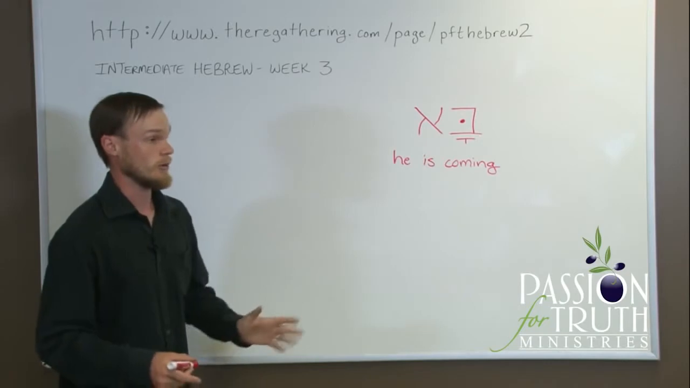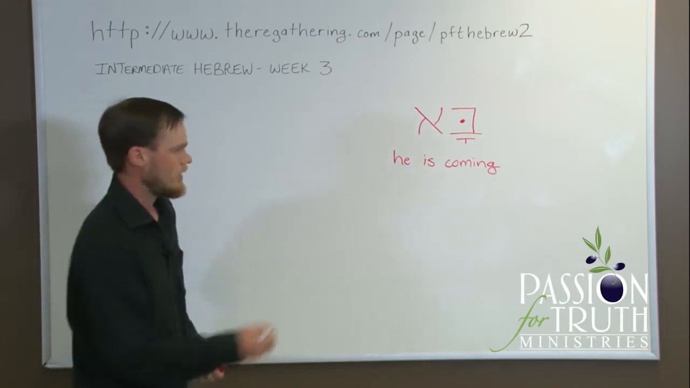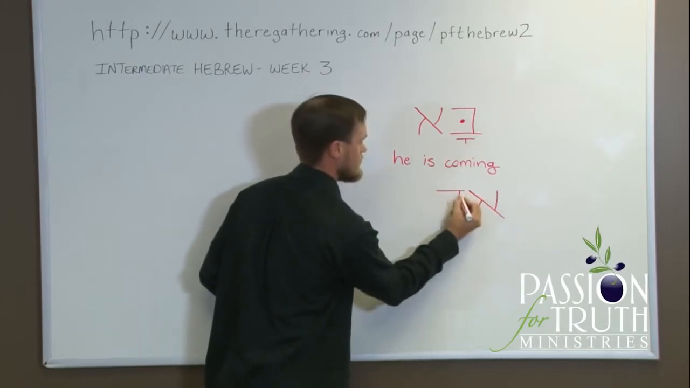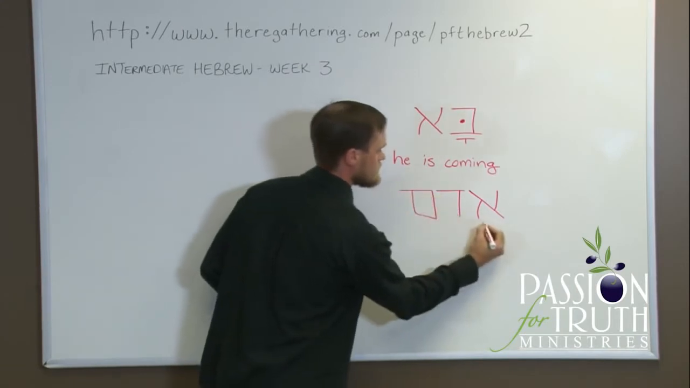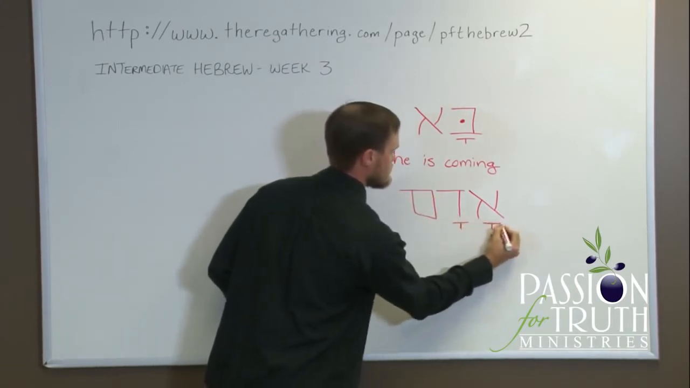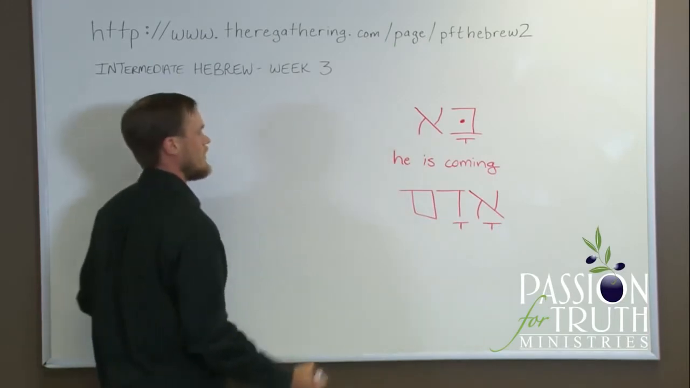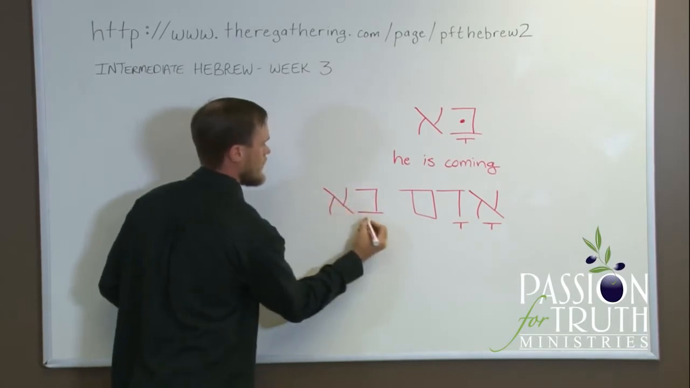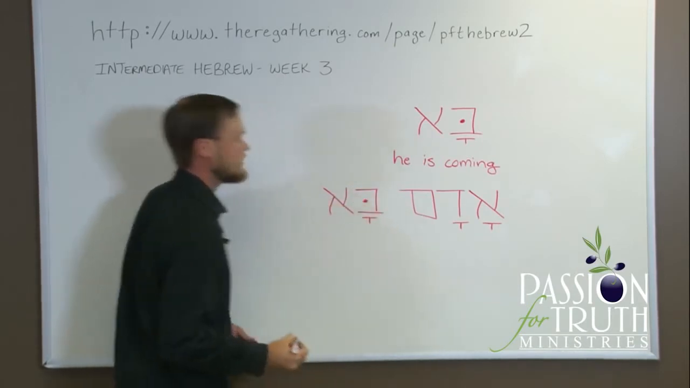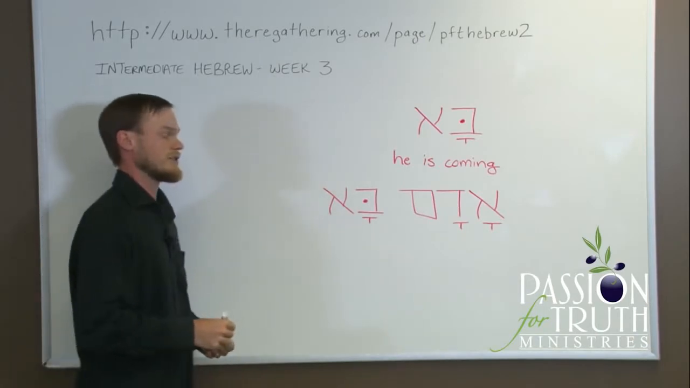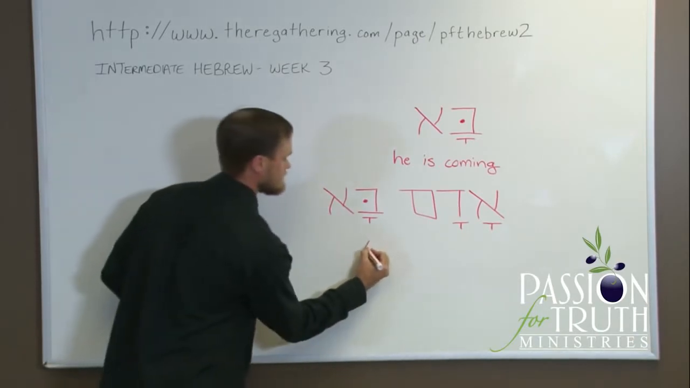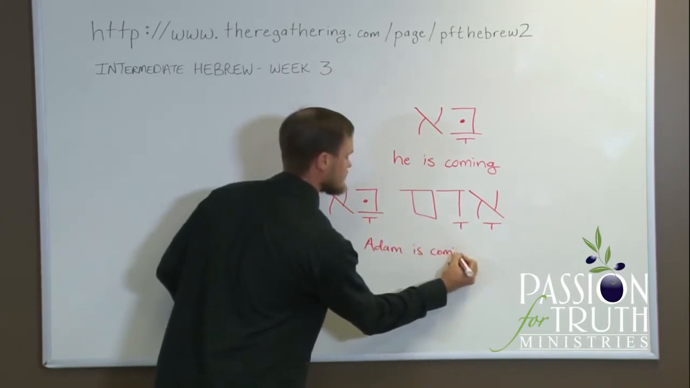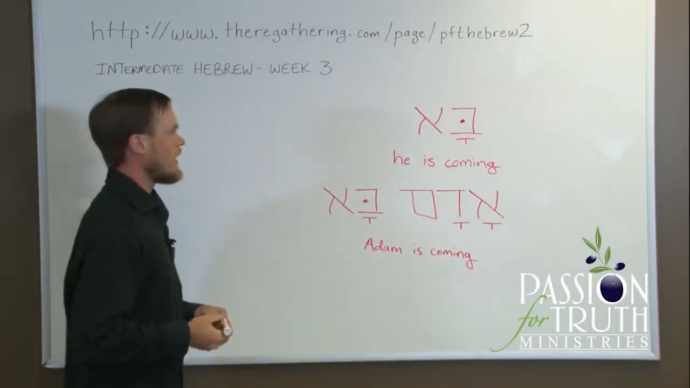The subject is coming. So to make a sentence out of this, if we have a man, Adam. This is Adam, the name. If we write Adam ba, we have a sentence. Adam is coming. Or Adam comes.